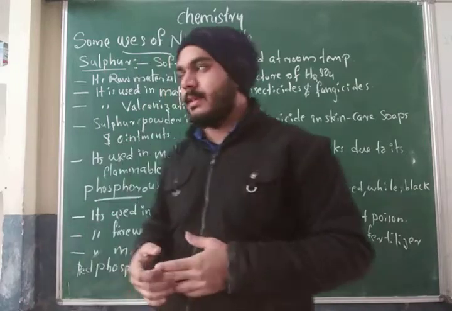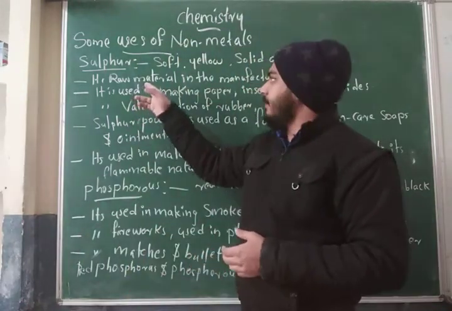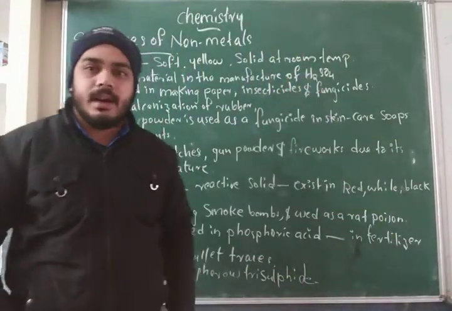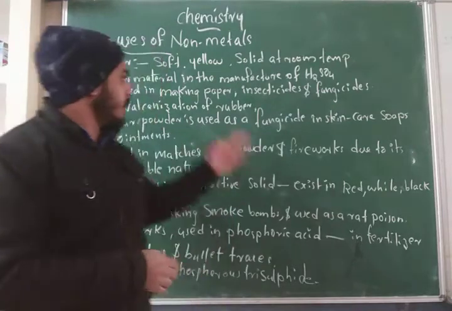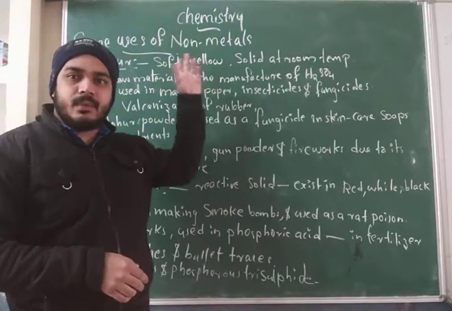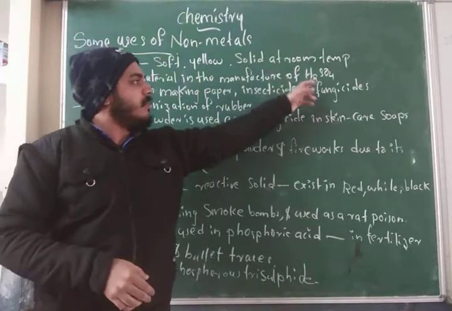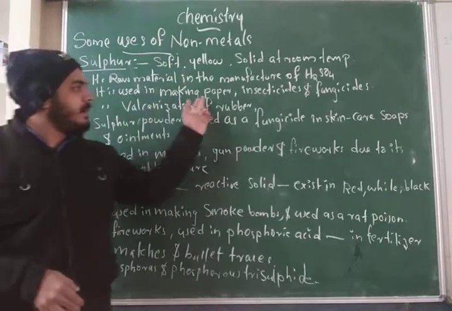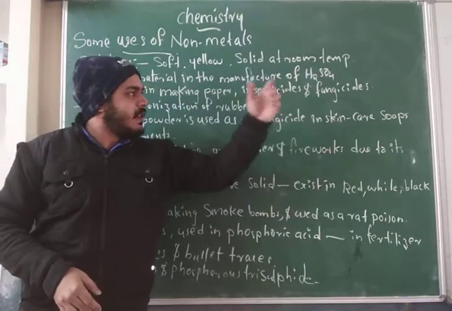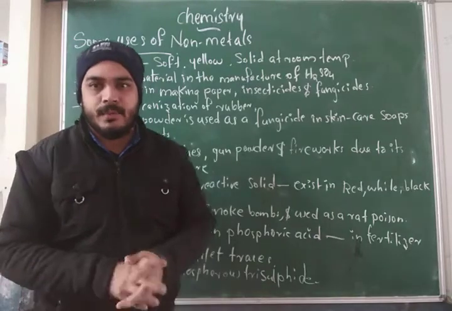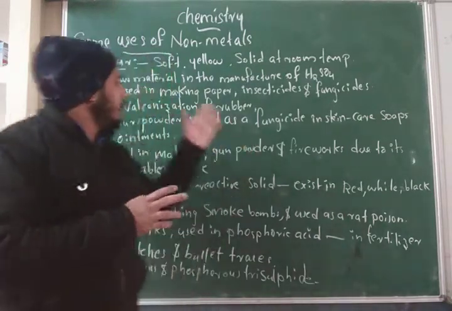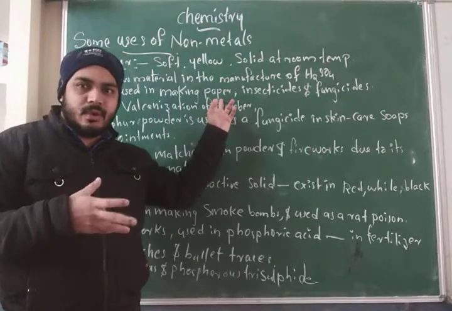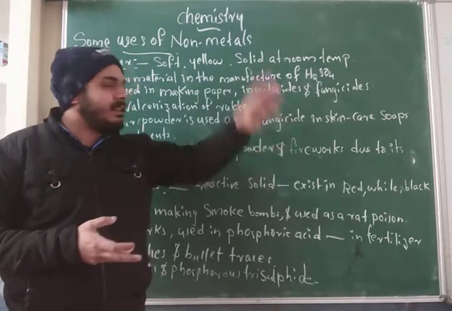And some uses are here. Sulphur is used as a raw material in the manufacturing of sulfuric acid. And next, it is used in making paper, insecticides and fungicides.